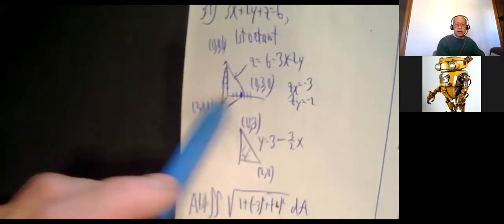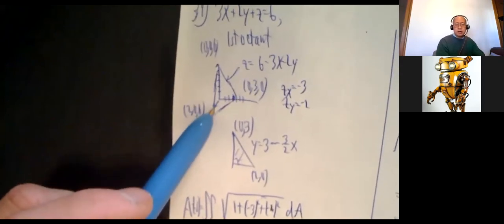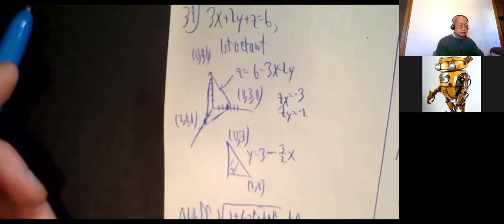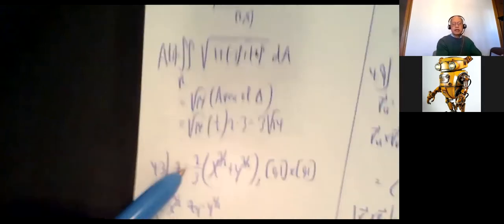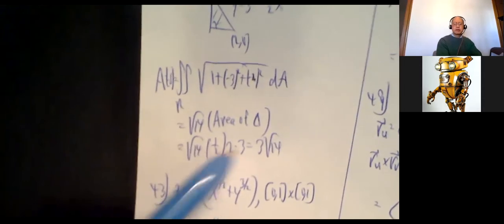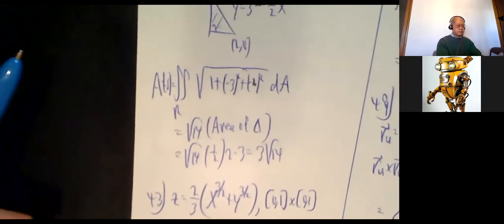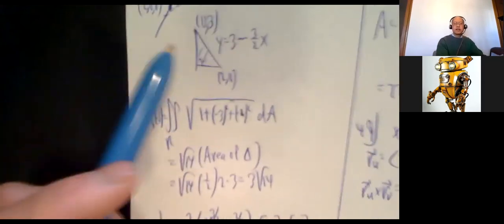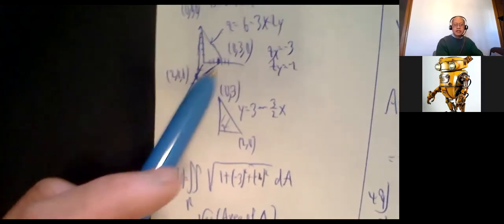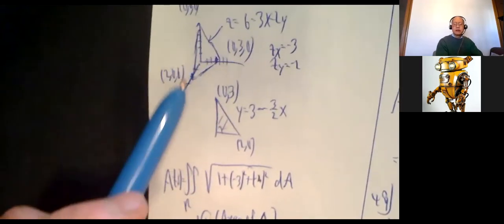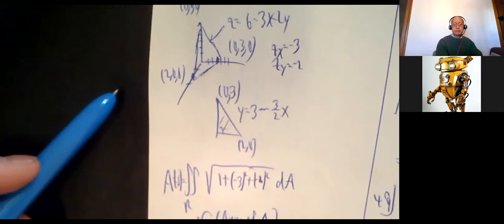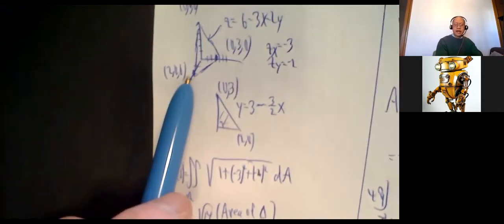So it's the area of a triangle. Not this triangle, the triangle in the xy plane, which is a right triangle. So that's just going to be radical 14 times 1/2 base times height. So that's 2, that's 3. So radical 14 times 1/2 times 2 times 3, 3 radical 14. Okay, so 3 radical 14 is the area of this triangle, the one that connects the three intercepts, x, y, and z intercepts. In the process of doing that, we needed the area of this triangle in the xy plane. That's the way it works.